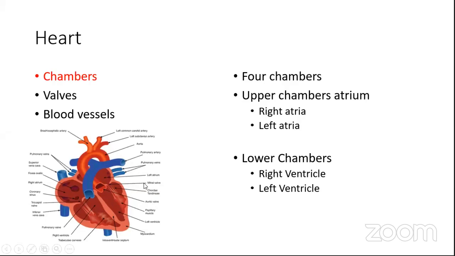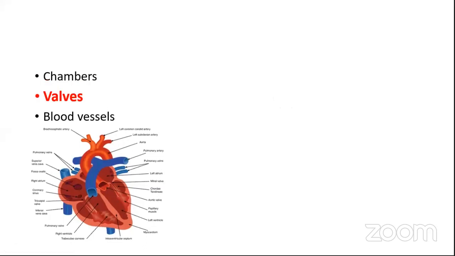How many chambers? Four chambers. In the upper section, there are two chambers. In the lower section, there are two chambers. Right atrium, left atrium, right ventricle, left ventricle. The four chambers of the heart. So that's the anatomy. Then we move on to the valves. How many valves are there here?